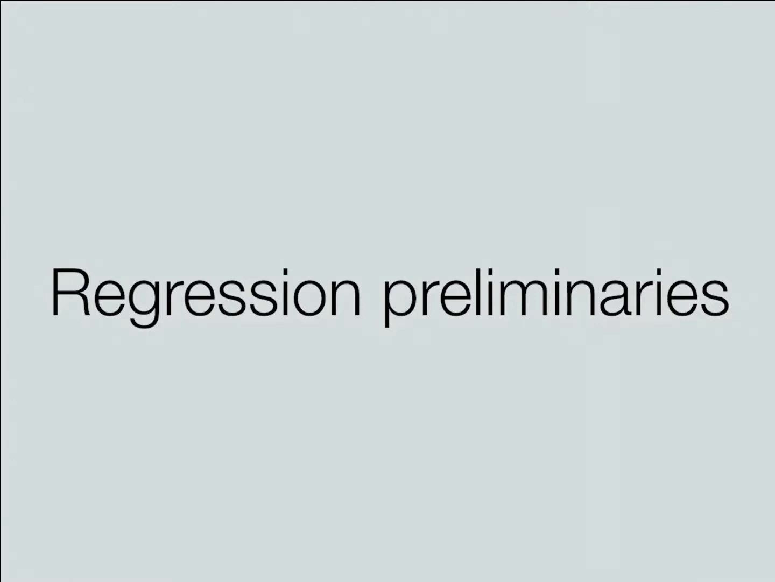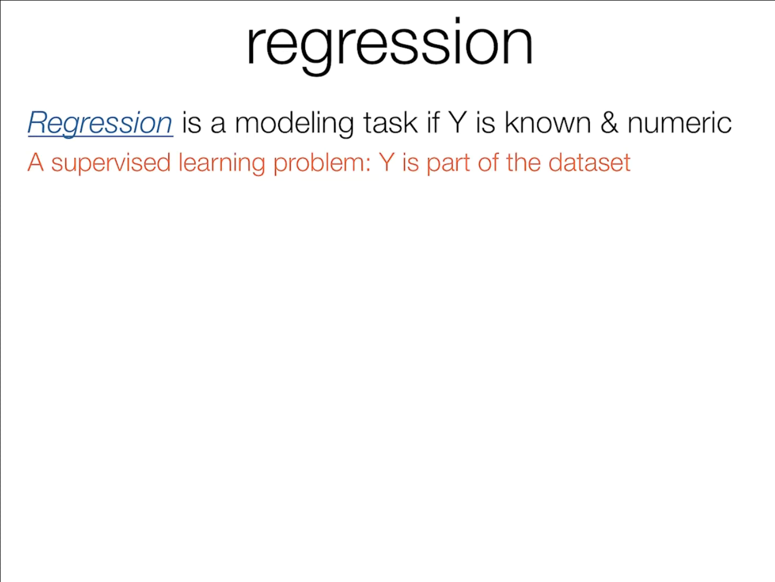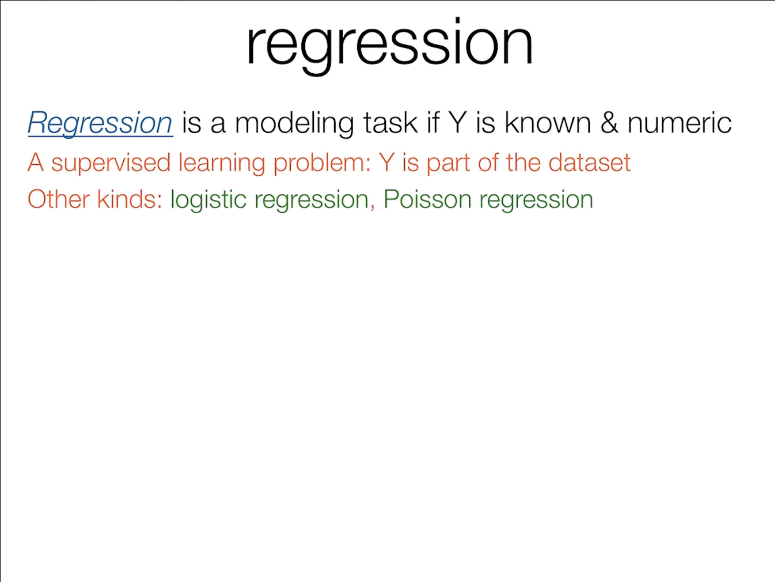In this video, we're going to go over regression preliminaries. We'll talk about what regression is and what some of the main objects and elements of regression are. So at a basic level, regression is a modeling task if the response y is known and if it is numeric. This is an example of a supervised learning problem. Y is part of the data set. You've measured it.